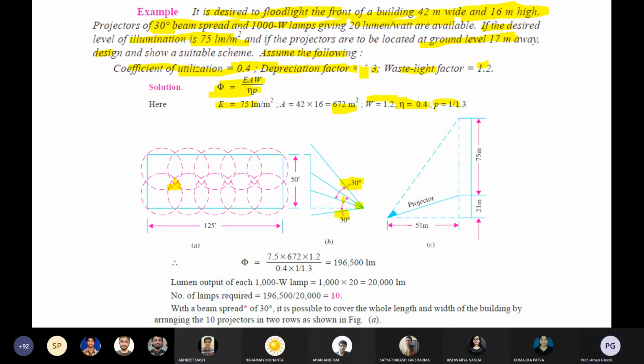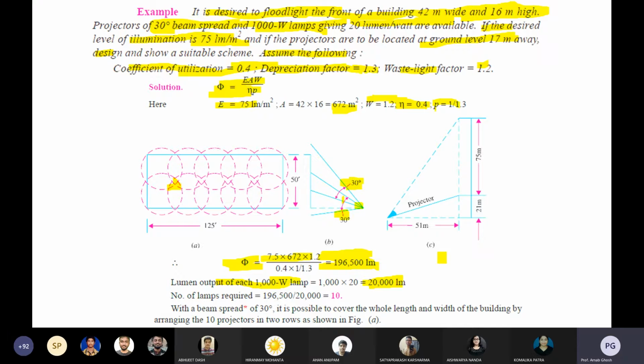Now the lumen output for a 1000-watt lamp. 20 lumen per watt, and the lamp is 1000 watt, so total lumen output is 20 into 1000 lumen. Watt can be cancelled, so we will get the value 20,000 lumen. And your total lumen flux is 1,96,500 lumen.